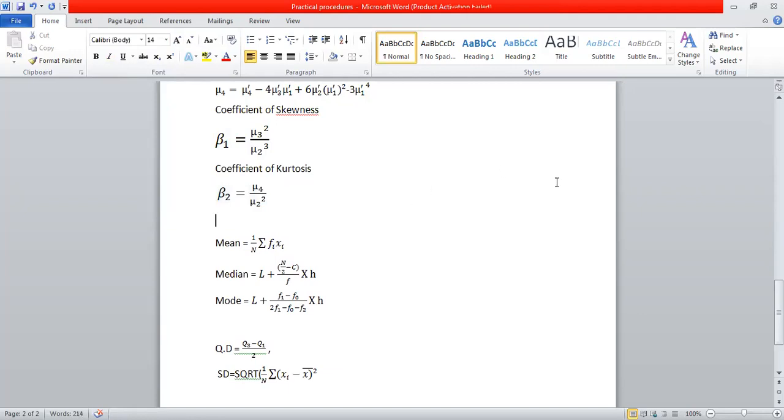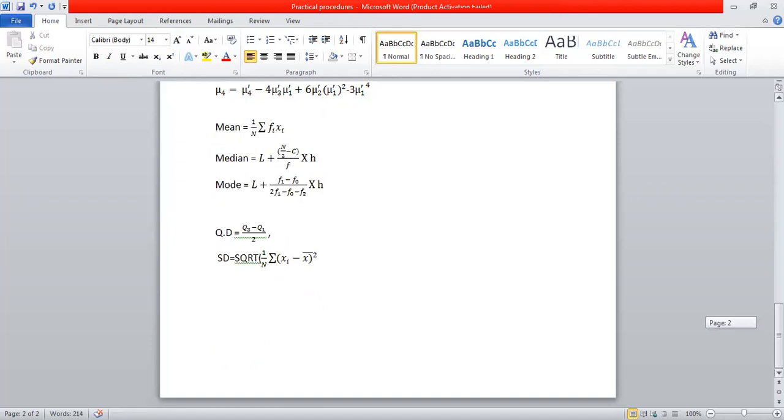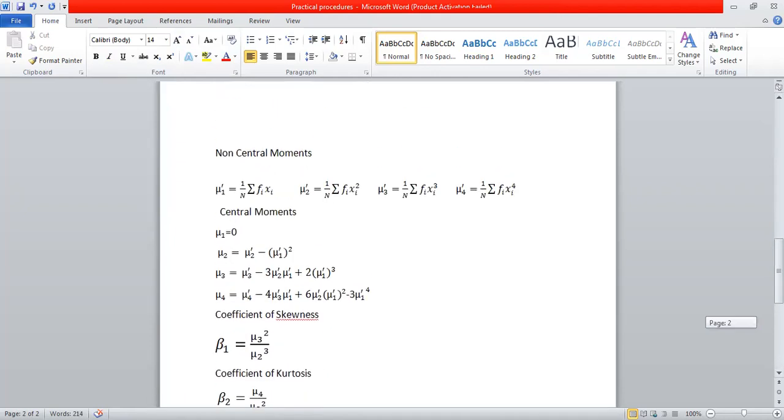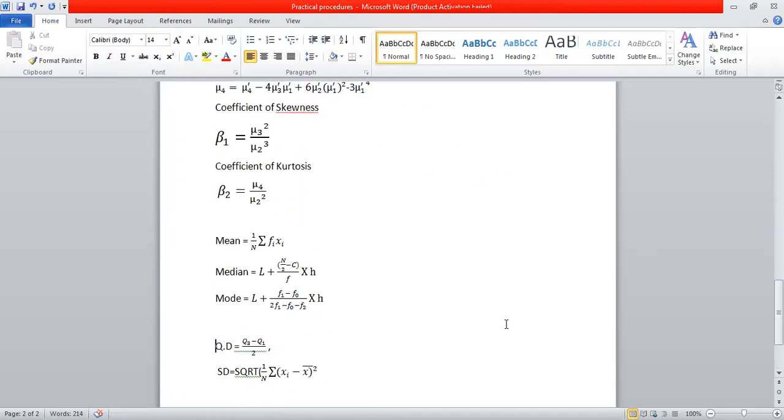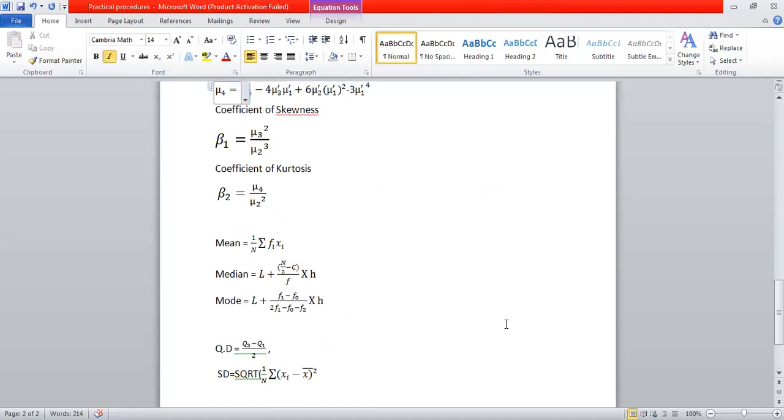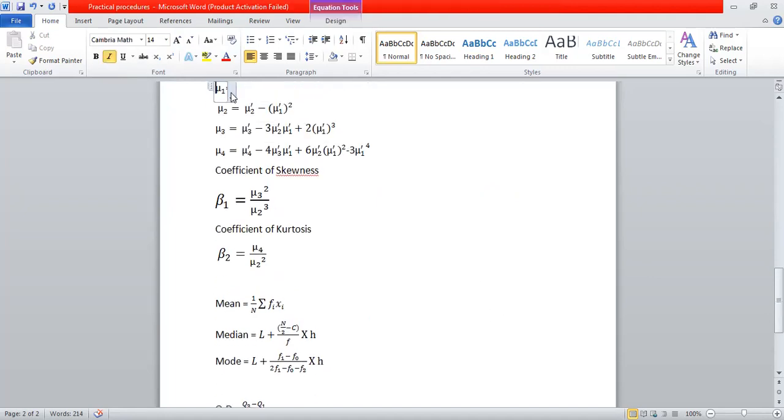So to calculate this mu2 and mu4, what are the formulas? I want mu2, mu3, mu4. These are the formulas. Mu2 is mu2 dash minus mu1 dash whole square. Mu3 is mu3 dash minus 3 mu2 dash mu1 dash plus 2 mu1 dash whole cube. And mu4 is mu4 dash minus 4 mu3 dash mu1 dash plus 6 mu2 dash mu1 dash whole square minus 3 mu1 dash power 4.